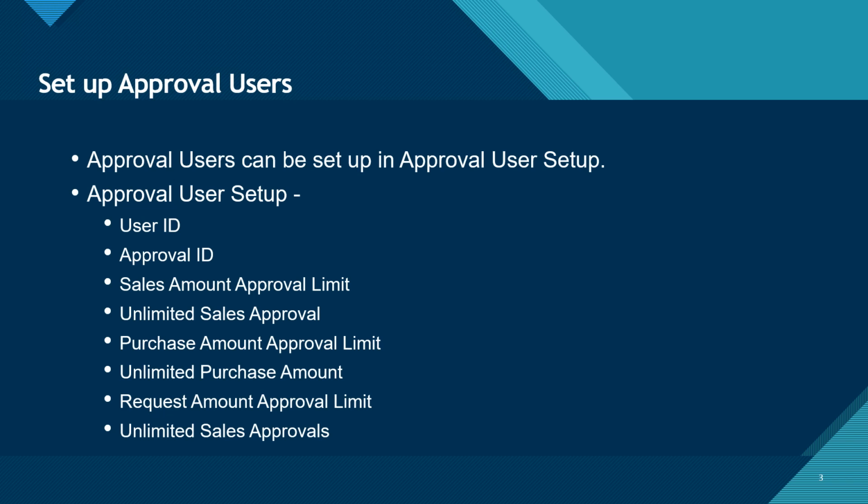Now let's understand what the approval users are and how we can set them up. Approval users can be set up in the approval user setup. As a part of the approval user setup, we will define who the user ID is and who will be the approver ID. We can set the approval limits for different kinds of documents like sales documents, purchase document amounts, and request amount approval. In addition, if the user has unlimited approval authority, we can define the unlimited sales approval and unlimited purchase approval. In addition to that, we can define who will be the substitute and what the email ID of that user is.